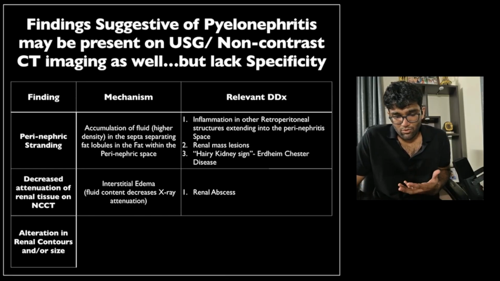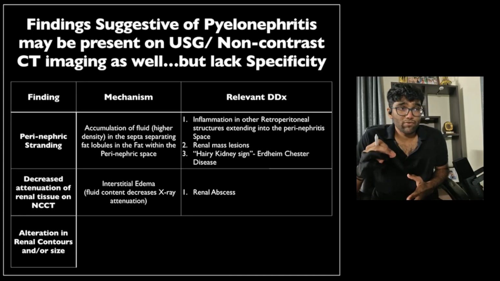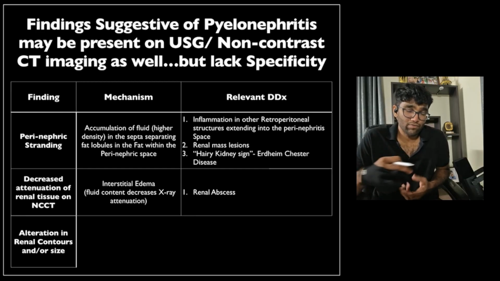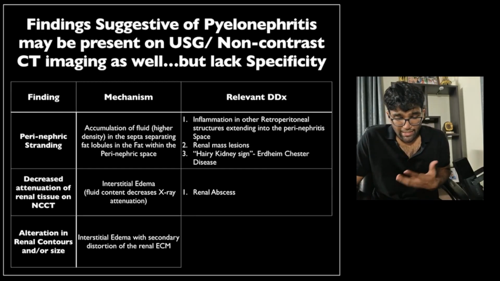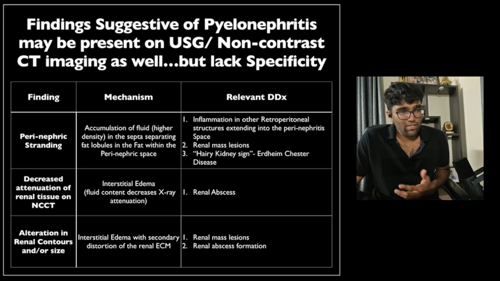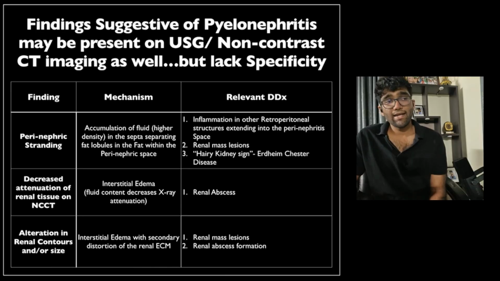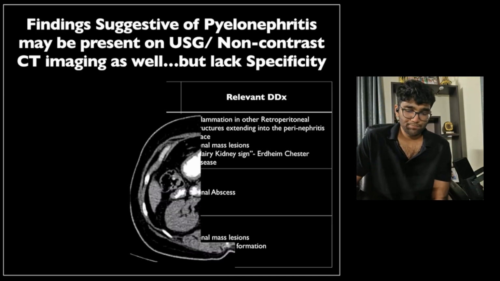So that could be a renal abscess. We will not be able to differentiate it here. A renal abscess can only be differentiated based on the absence of uptake of contrast in the center of the lesion, indicating necrosis. Then we have alterations in renal contour and size. So the kidney could get enlarged in size. It could change its shape. That happens due to fluid accumulation in the case of pyelonephritis, but it can also happen with renal mass lesions, and it can happen with abscess formation.